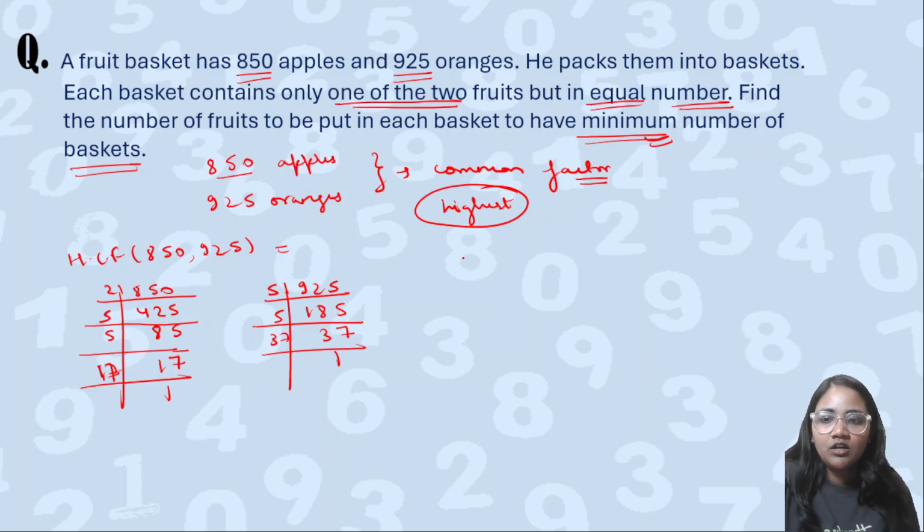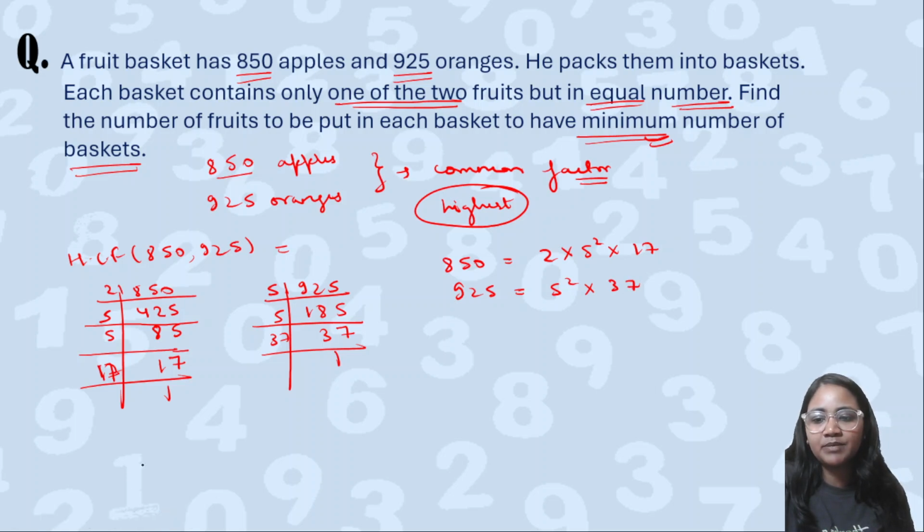Okay. So we can write 850 as 2 into 5 square into 17. And we can write 925 as 5 square into 37. Okay, so what are missing? Let's write the missing primes first. Here the missing number is 37 to the power 0. And here we have missing 2 to the power 0 into 17 to the power 0.